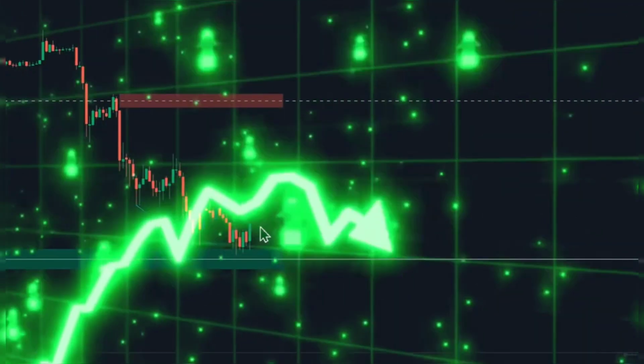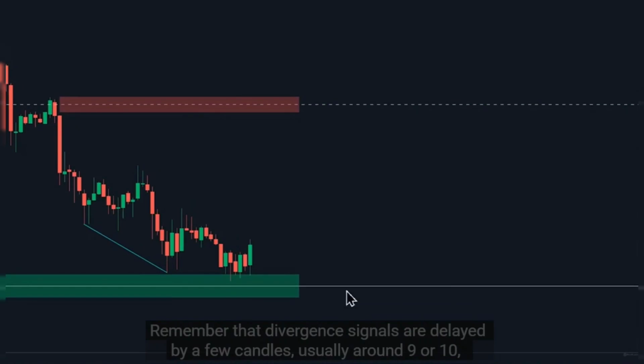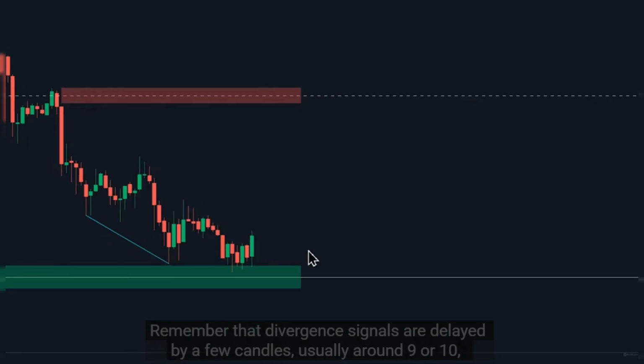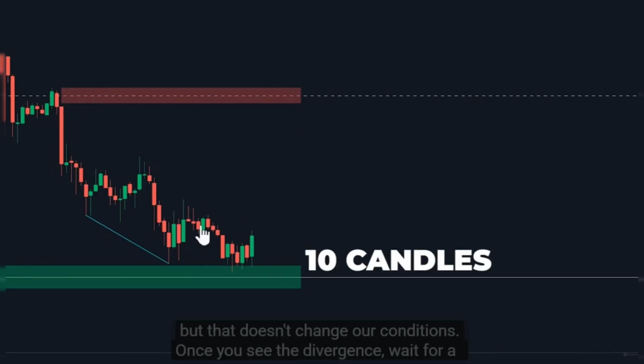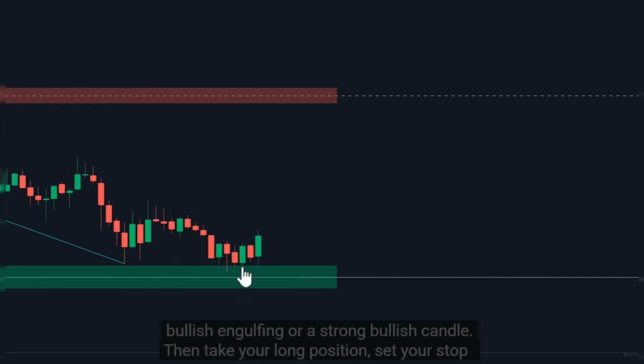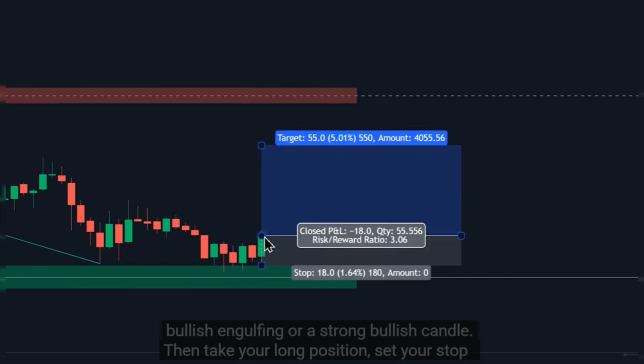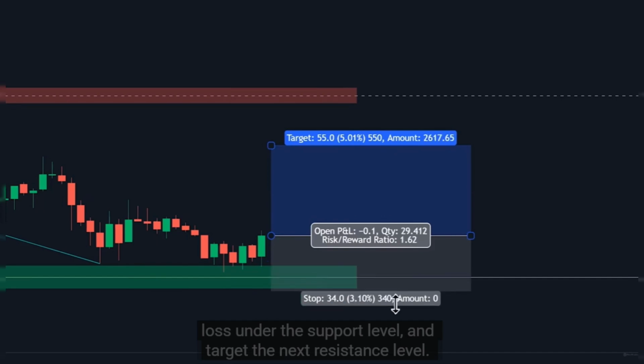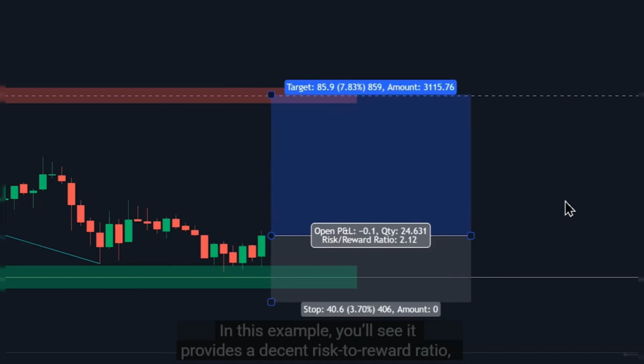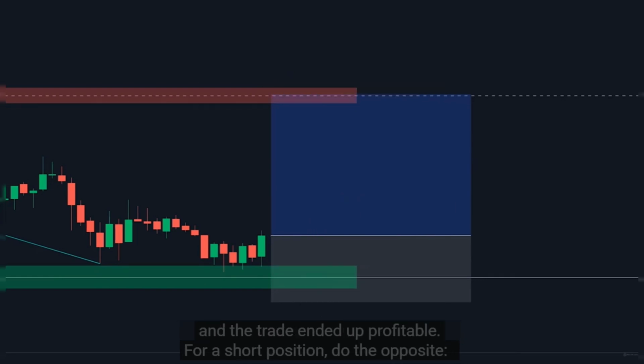upward movement in price. Remember that divergence signals are delayed by a few candles, usually 10 candles, but that doesn't change our conditions. Now, once you see the divergence, you want to wait for a bullish engulfing candle or a strong bullish candle before you take your long position. Once you have it, you take your long position. Set your stop loss under the support level, and then you want to target the next resistance level. In this example, you'll see it provides a decent risk-reward ratio, and the trade ended up being profitable.